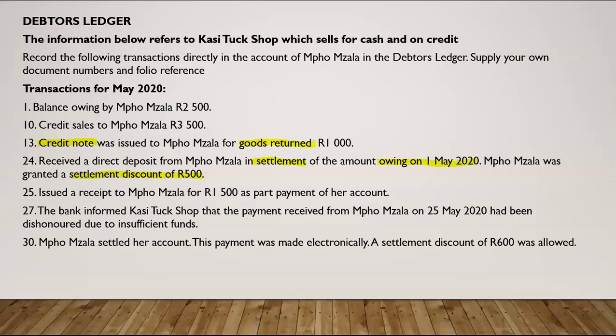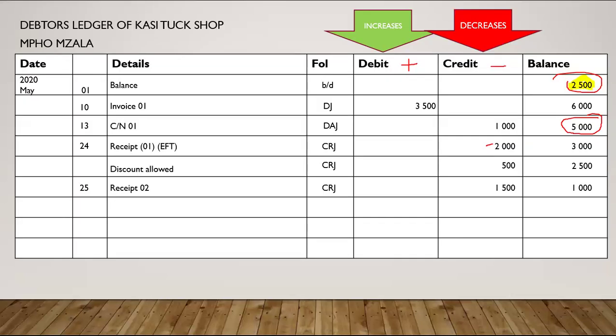On the 27th, the bank informed Kasi Tuckshop that the payment received from Mpomzala on the 25th of May, so it is this payment here, had been dishonored due to insufficient funds. Remember, dishonored payments will be recorded in the CPJ. It means the payment did not go through. Now we need to cancel it. That is due to Mpomzala not having enough money in her account.